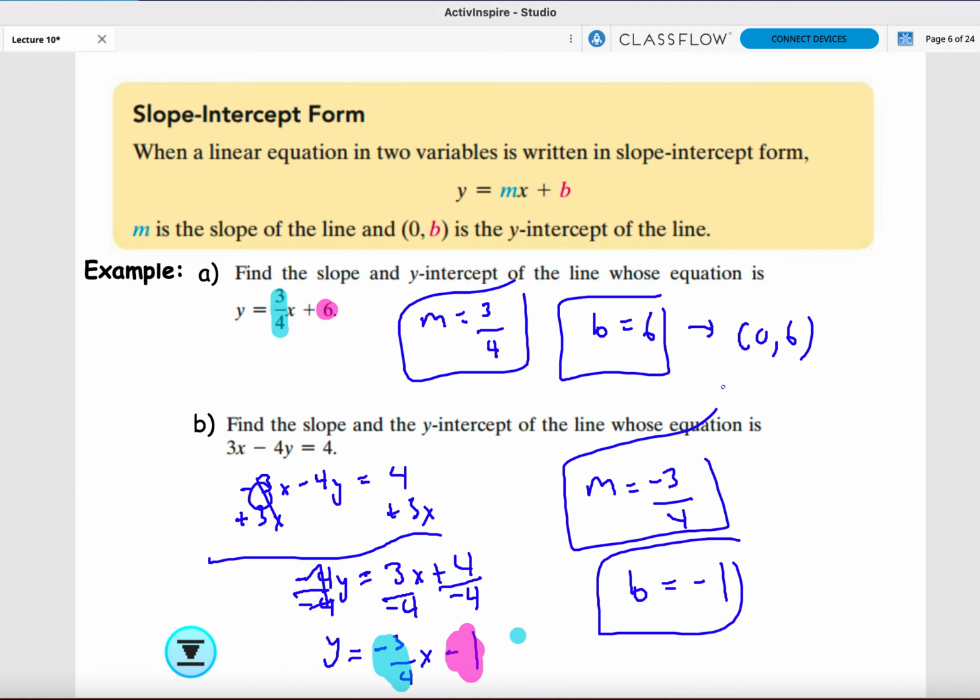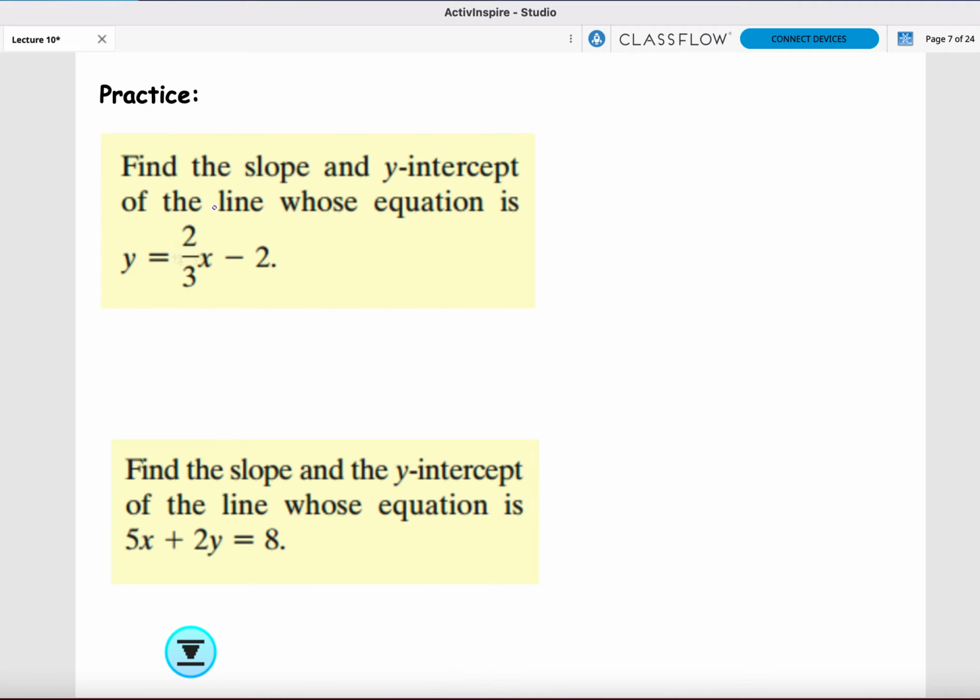Just keep in mind that we pretty much have to solve for y. Not multiply, but divide, subtract. Just manipulate the equation, which we know how to do from the lessons we've done before. If solving for letters is difficult, look it up on Khan Academy or on different YouTube videos. So practice, find the slope and y-intercept, guys. Go ahead and pause it, write these down, and try them out yourself. I'm just gonna work them out.